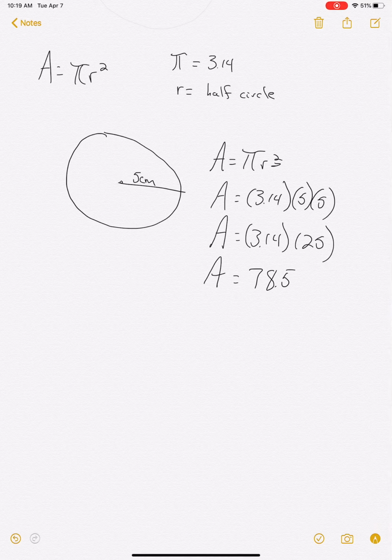78.5 centimeters squared. I should put my centimeters on all these, because you remember, the unit of measurement is really important. Now we can see the area of this circle is 78.5 centimeters squared. So we'll do another example.